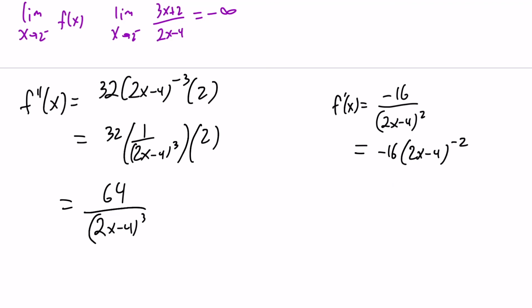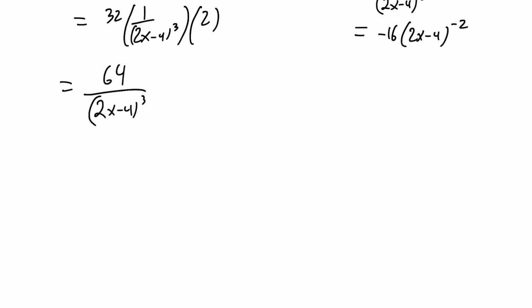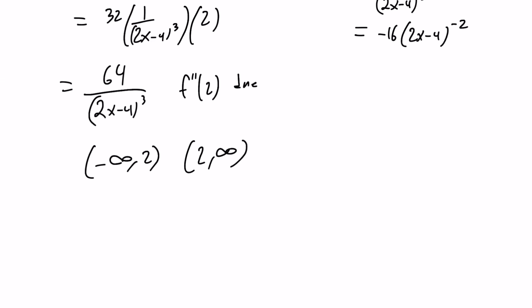This is never 0. It is undefined at x equals 2. F double prime of 2 does not exist. That being said, there's not a point of inflection at x equals 2 because the original function is undefined there. But we still use this point to break the number line into two different intervals. We pick a number from both. I'll pick 0, 0 is easy to work with, and I'll pick 5, why not?